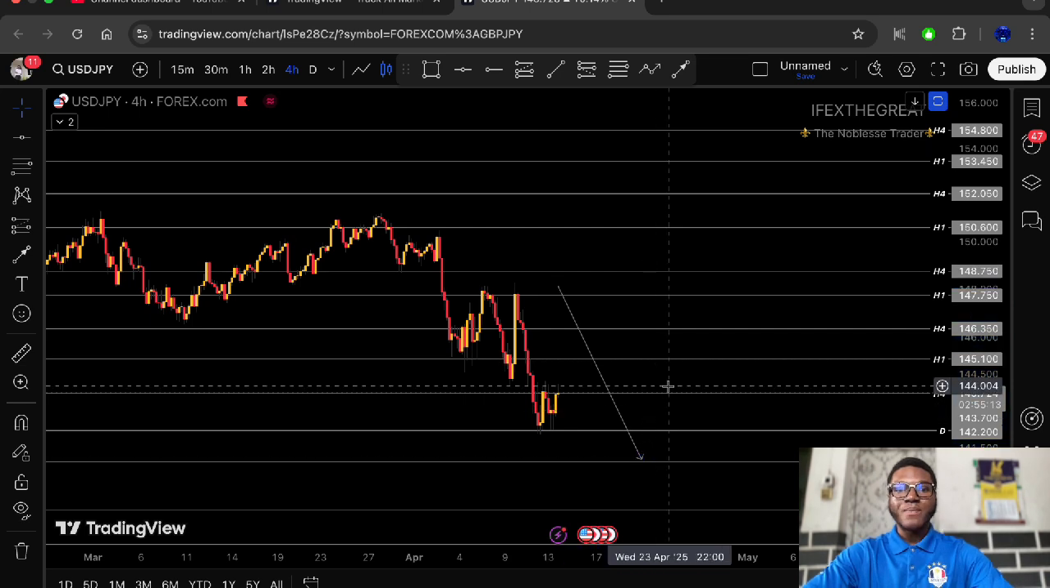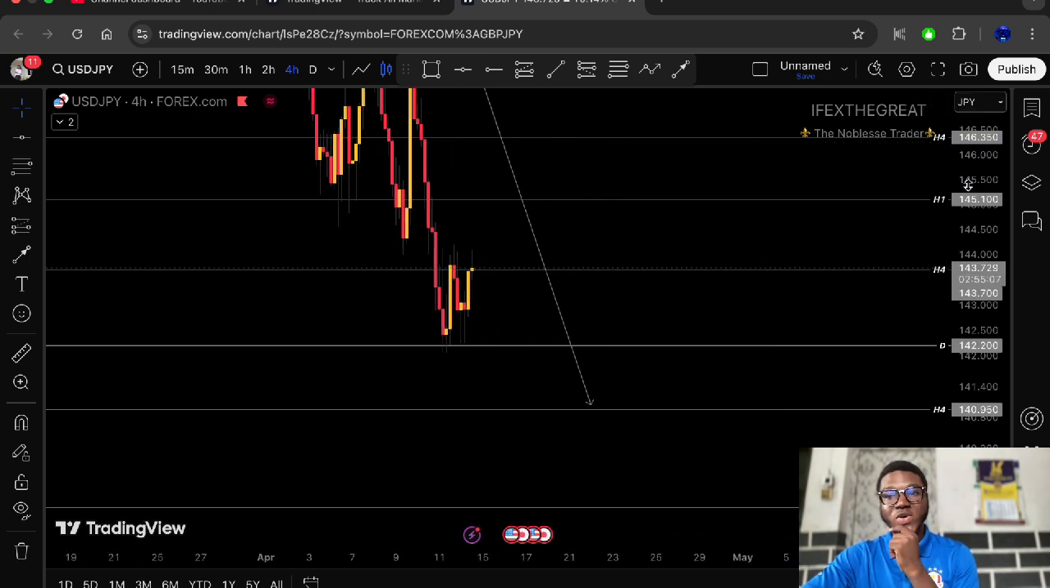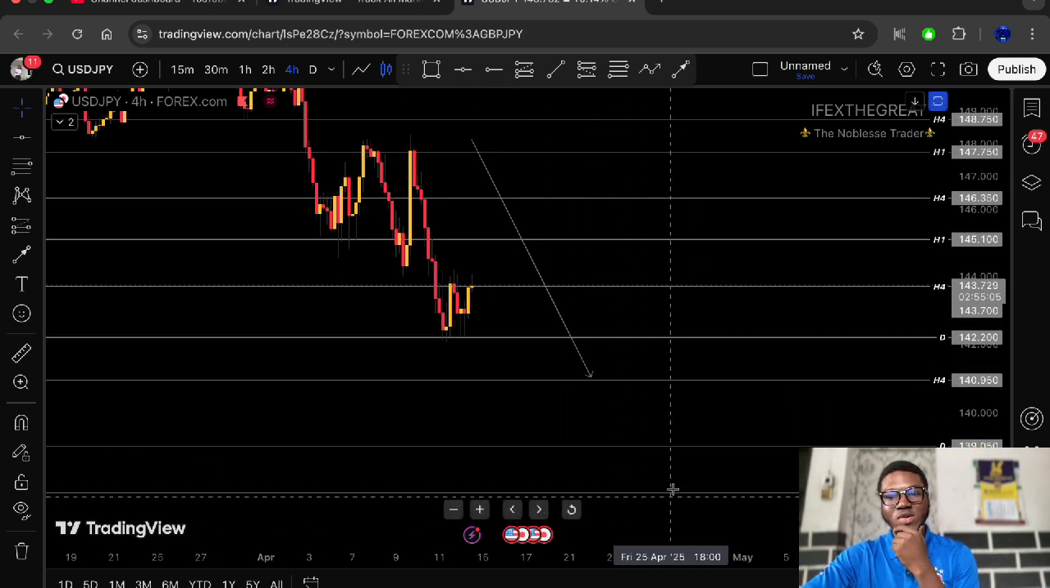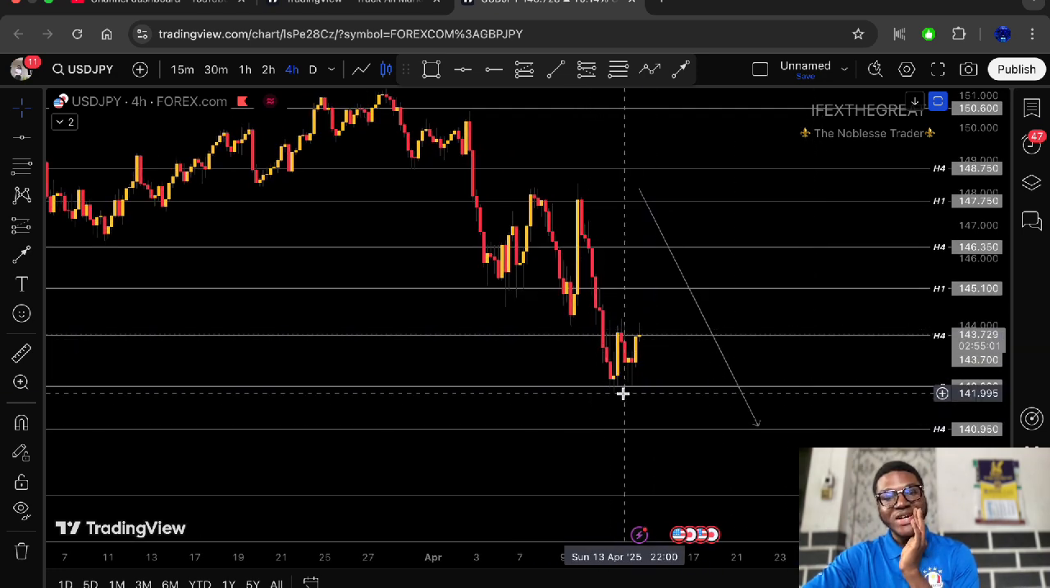So most of the trades we are going to be looking at on UJ are going to be sell trades. Put that in mind, guys. Sell trades. So for the week, we're going to look for sell trades to these levels that we have below. UJ looks very, very clean. I like the price action so far.